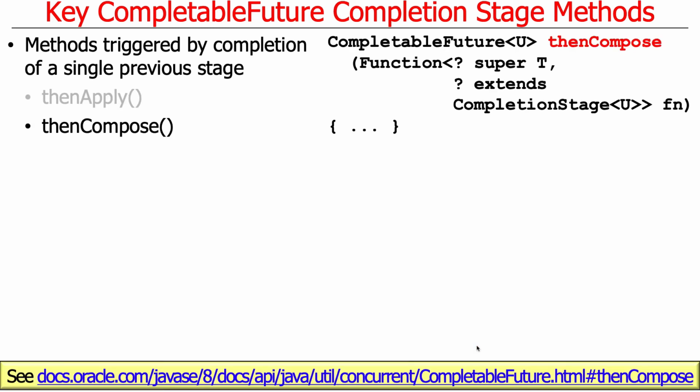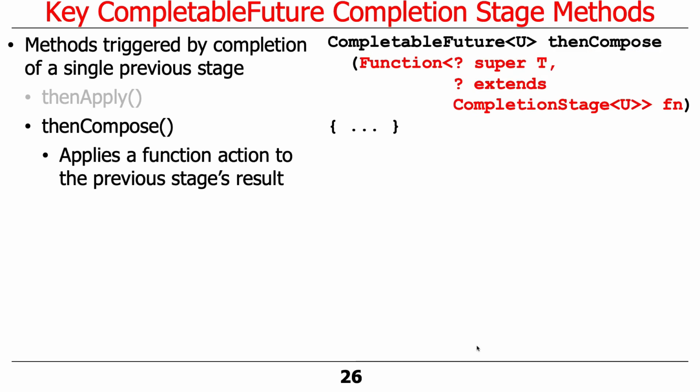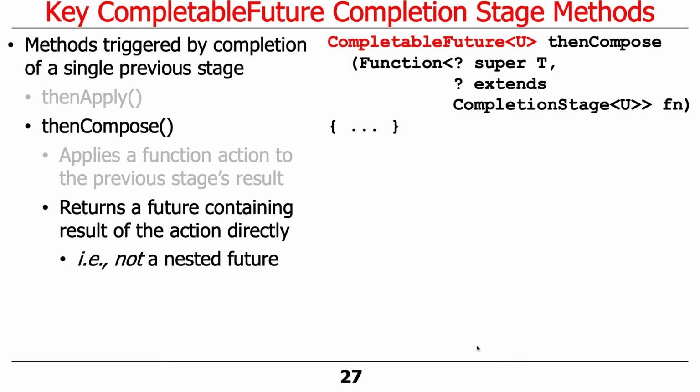There's another method that at first glance looks an awful lot like thenApply, called thenCompose. And it's got really subtly different semantics. So let's talk about that. So here's thenCompose. It applies a function action to the previous stage's results. That sounds pretty much like what we just looked at. And it returns a future containing the results of the action directly, as opposed to a nested future.